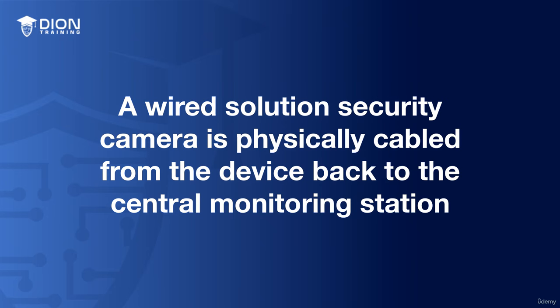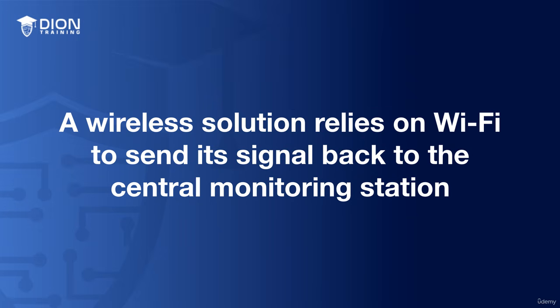A wired solution means that the security camera is physically cabled from the device all the way back to the central monitoring station. A wireless solution, on the other hand, relies on Wi-Fi or other wireless signals to send its signal back to that central monitoring station. While wireless systems are easier to install, they can be subject to interference with other systems, or an attacker can jam them using the same frequencies during their physical intrusion attacks.